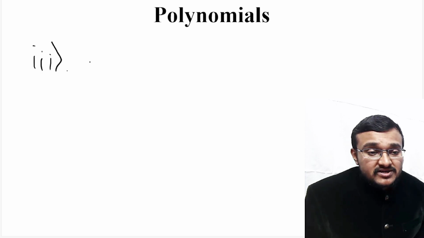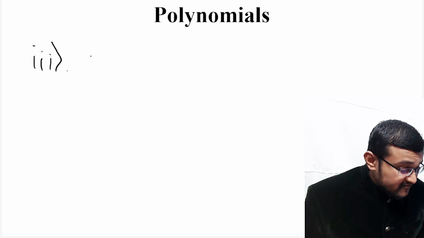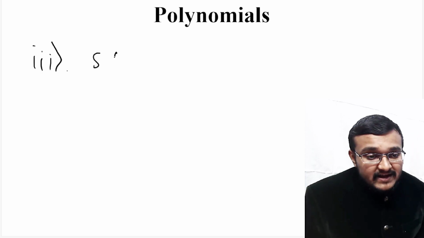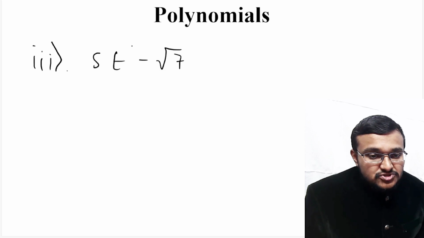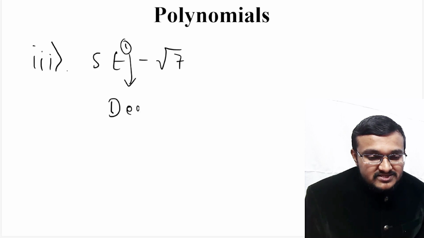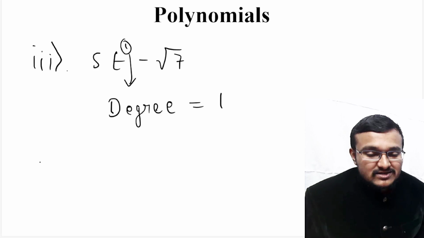Now coming to the third polynomial in this fourth question, here you have pi t minus root 7. Here t has power 1. So this is the highest power in this polynomial. So the degree of this polynomial is equal to 1.